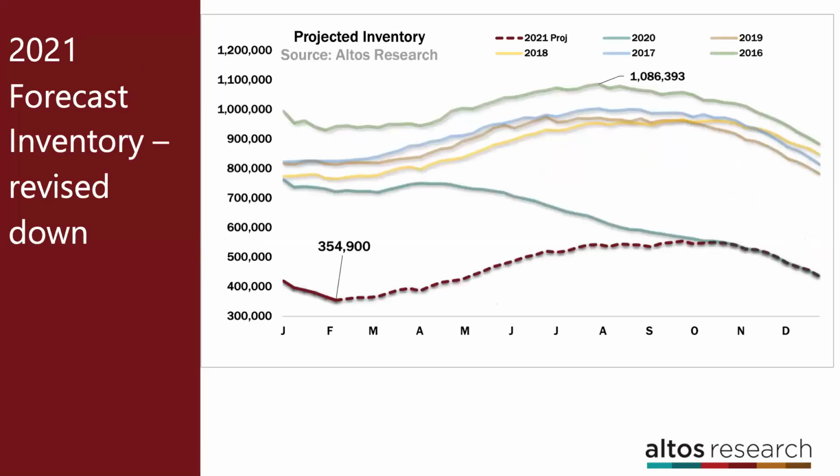When we look at the forecast, we've revised our forecast of the inventory for the year. We've revised it down because January and February have been going so aggressively, so quickly. We're at 354,900 right now. If we're lucky, at the end of February and March it starts climbing, we get a few more listings, which would normally peak sometime at the end of July, early August, but we probably get to about October before we maximize.